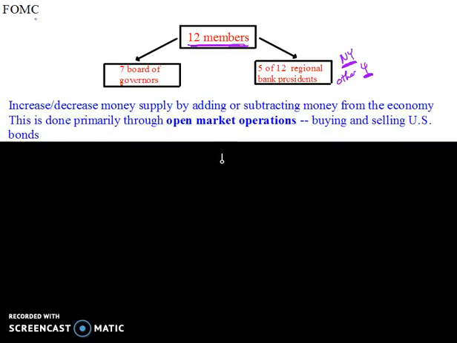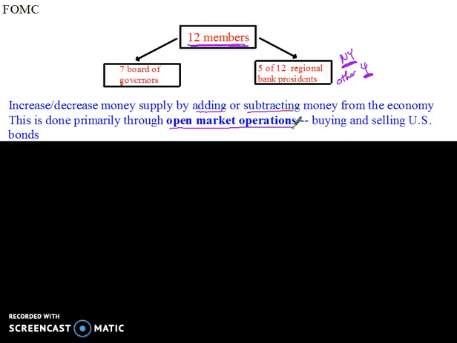And so here's how they're going to do it. They're going to increase or decrease the money supply by adding or subtracting money from the economy. Okay, that seems pretty obvious, but how exactly do they do this? This is going to be done through what is called open market operations, which is the buying and selling of United States government bonds.